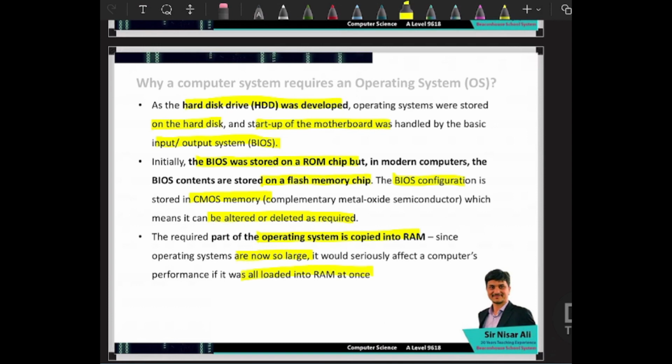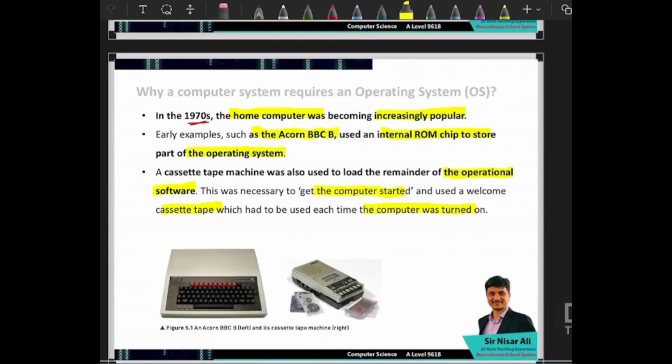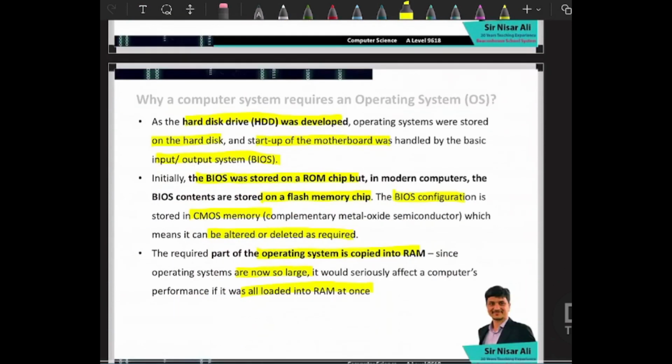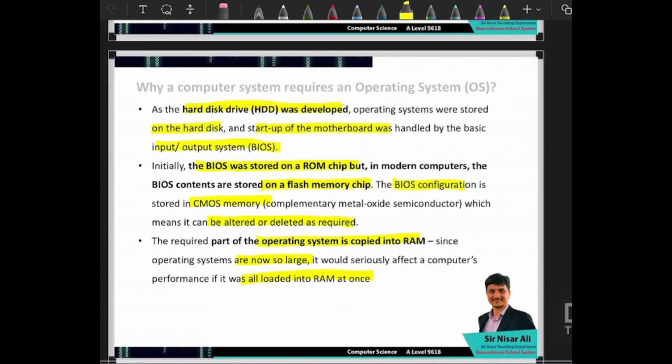So these are a few things that are necessary to understand the role of the operating system. That before the hard drives, how the computers were started, how the programs were run, and there was the use of magnetic tape, the cassettes, the ROM, and the starting up and the welcome message, they were written like that.